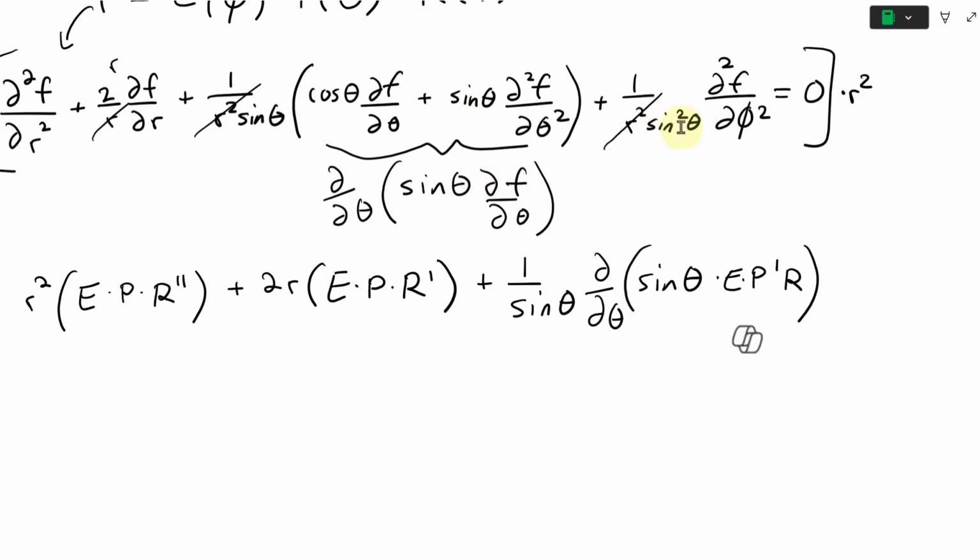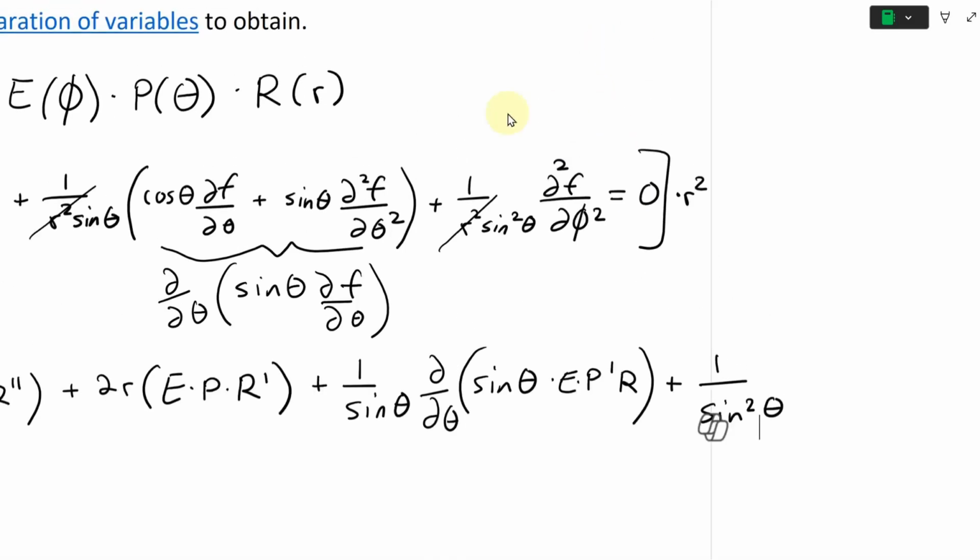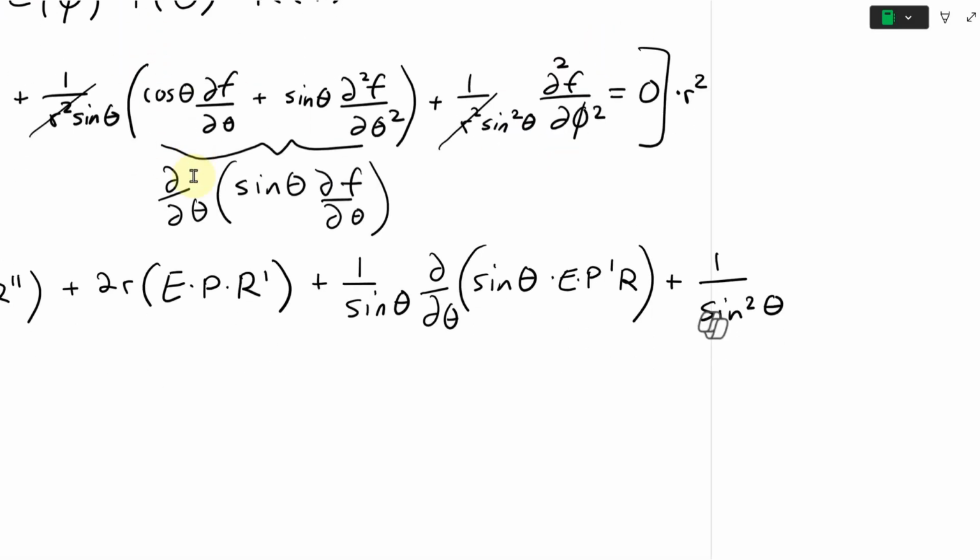And then the last one is this part right here. That's going to be plus 1 over sine squared theta. Now this is the second derivative, so everything else is constant. This is of phi, so that just equals E phi double prime, and then we have P R. And then the whole thing is equal to 0.